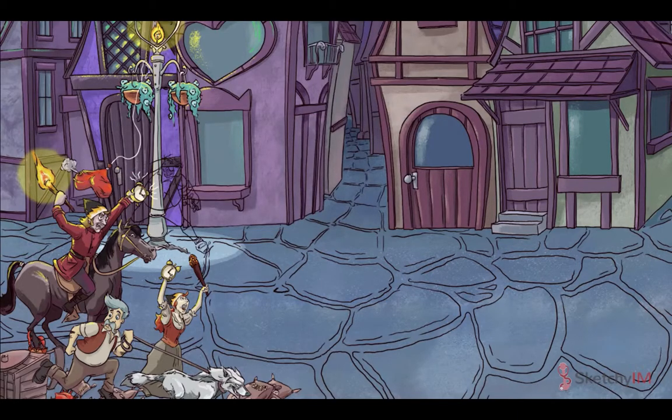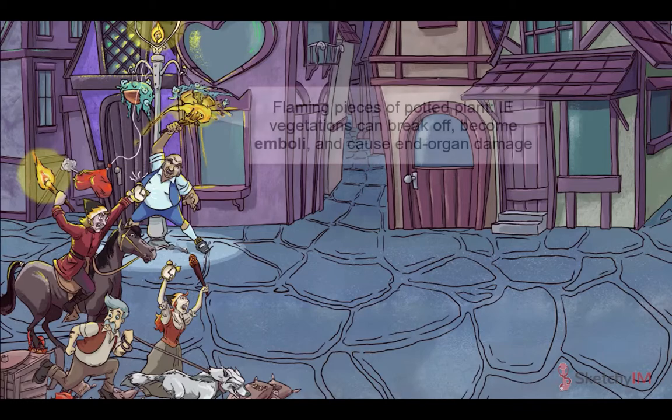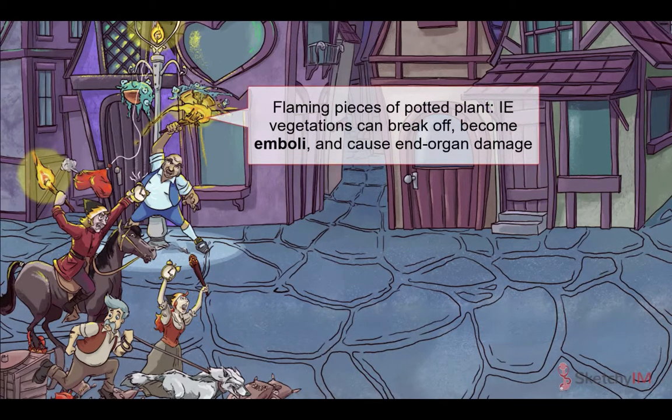To make things worse, the vegetations of IE don't always like to stick to the valve. Pieces of them can break off, just like those flaming pieces of that broken potted plant. Told you they were floating death buckets, becoming emboli that cause end organ damage wherever they get stuck. The specific symptoms, of course, depend on where these emboli end up.